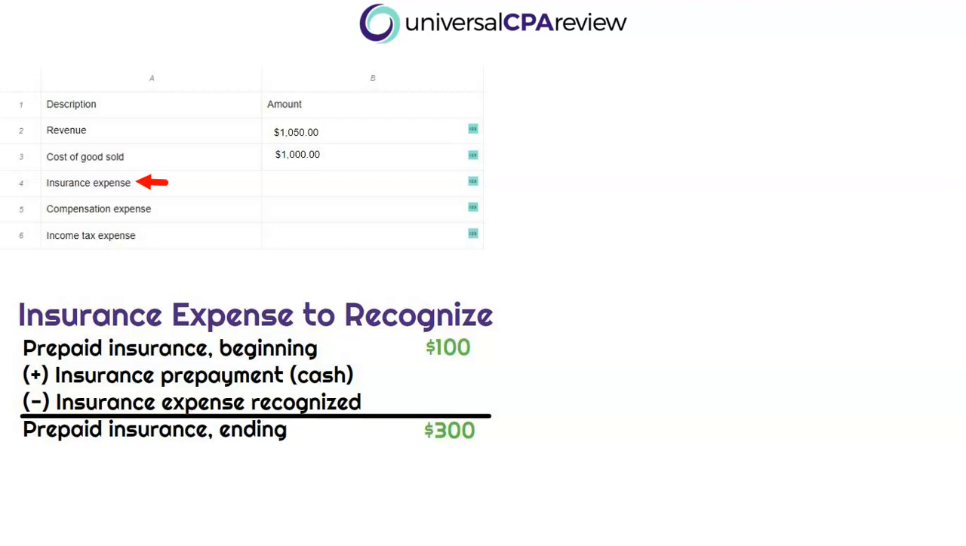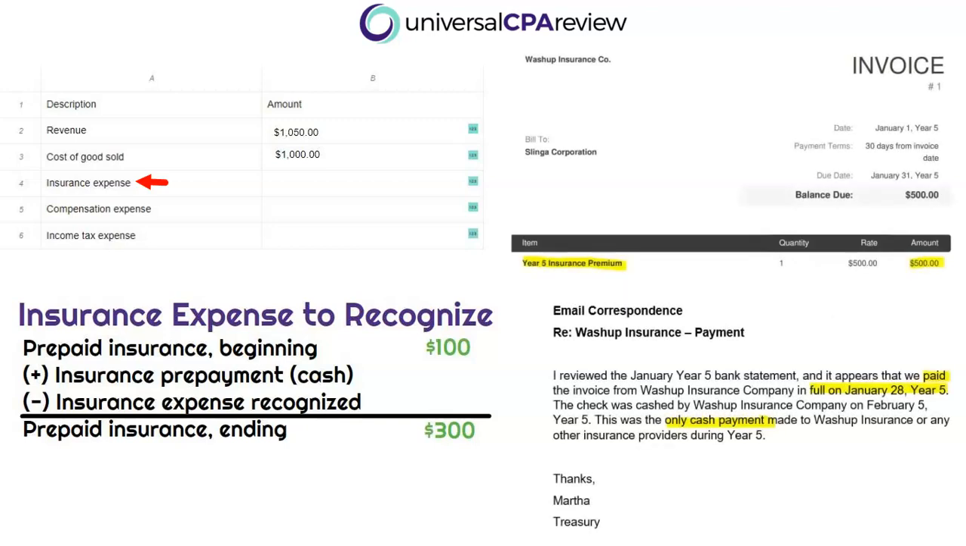So before we can solve for the amount of insurance expense to recognize, we need to get that cash prepayment for insurance that would have been made throughout the year. Well, there's two exhibits that we'll need to reference. So the first one is an invoice from Wash Up Insurance Company. And it looks like the year 5 premiums that we need to pay were $500. Now again, this is only an invoice.